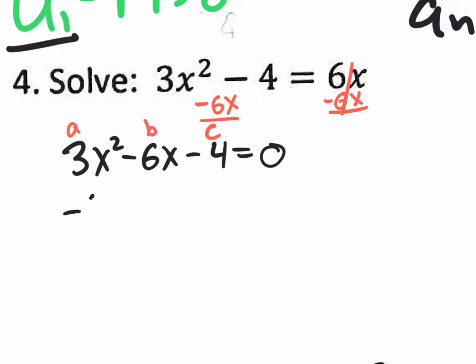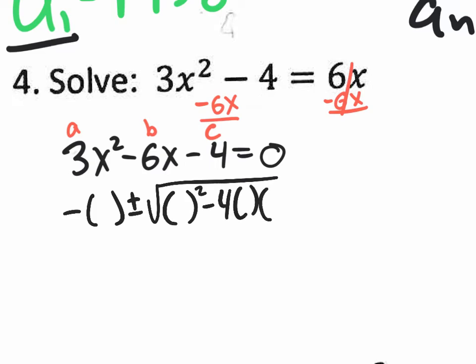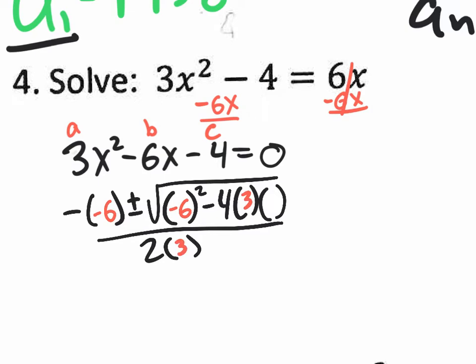So I have negative b plus or minus the square root of b squared minus 4 times a times c, all divided by 2 times a. So we know that our b value is negative 6. Put the negative 6 where the b's belong. Put the a value of 3 right here and down here where the a's belong, and the c value of negative 4 over here. So once you have the quadratic formula, the minus minus changes to plus plus.